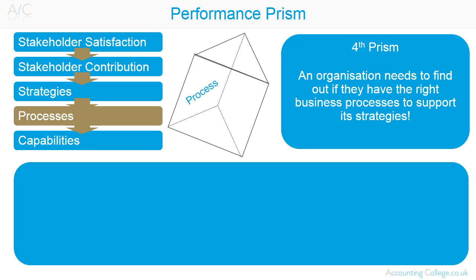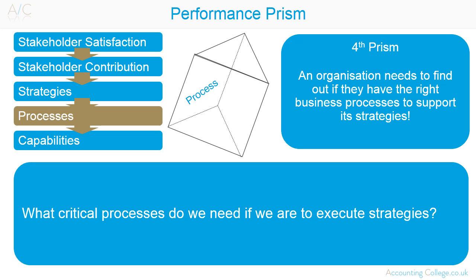Processes. An organization needs to find out if they have the right business processes to support its strategies. The fourth facet of the Performance Prism is processes. The question to ask here: what critical processes do we need if we are to execute these strategies? Many organizations classify business processes as follows: develop products and services, generate demand, fulfill demand, and plan and manage the enterprise.